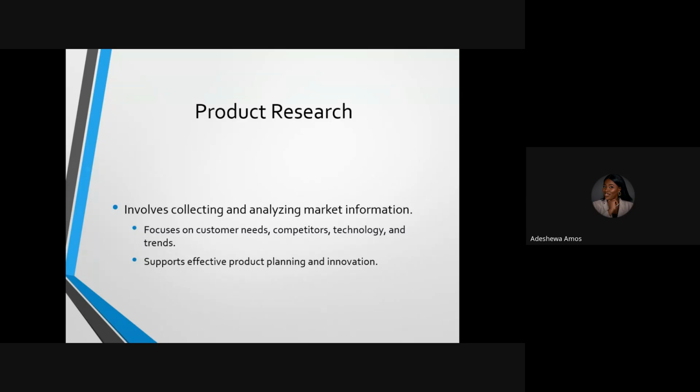So if you have your product research ready, you can do what we call your product planning. When you collect your information and analyze it, and you get the particular information you are looking for, then you use it in doing what you call product planning. And after doing that, you will see that whatever product you are going to bring out, or whatever product you are going to modify, it will be innovative. It will be something that other people have not seen before. So that is how product research and product planning are connected, okay?